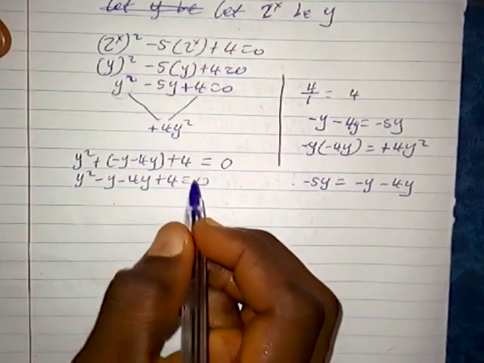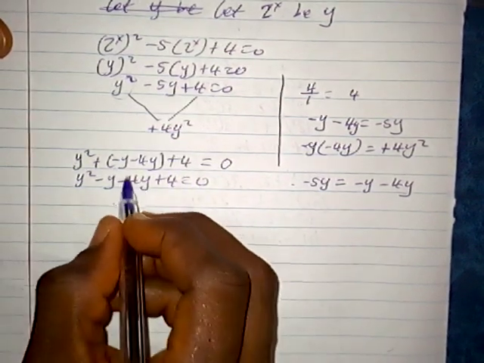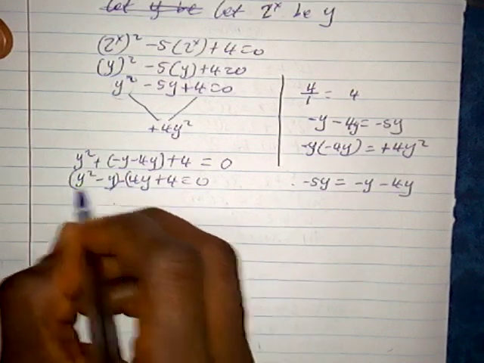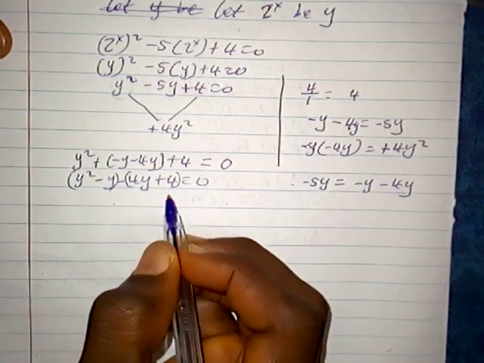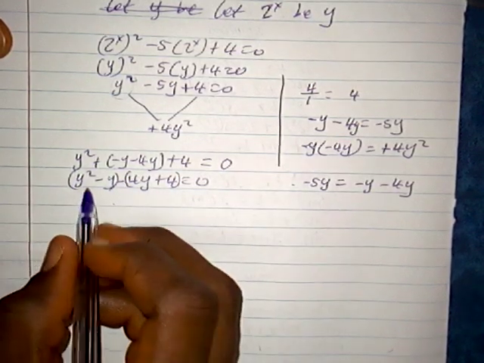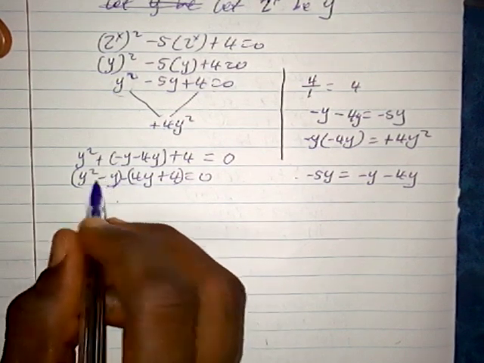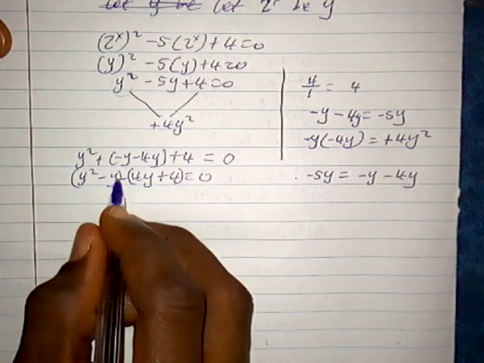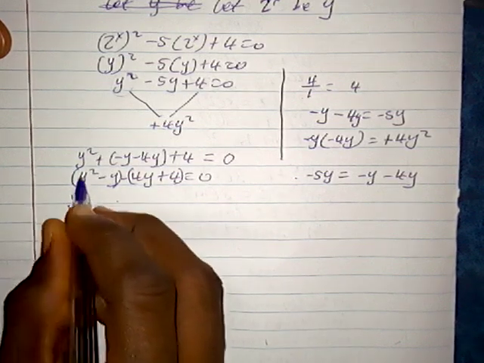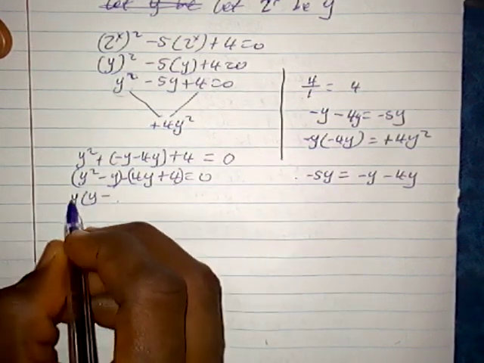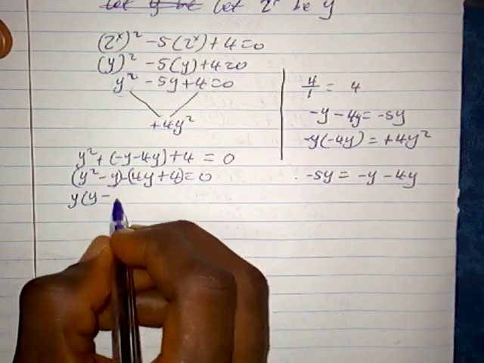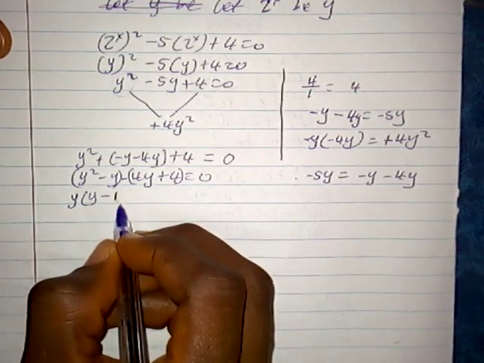Now what is the next step? We are going to group them. We group them. Do you see? This is what we call grouping. Now what are we going to do? We find the common factor for each bracket. The first bracket, the common factor is what? y. y is here, y is here. So we take y. So y into y squared is just y, minus y into y is just 1. You see?